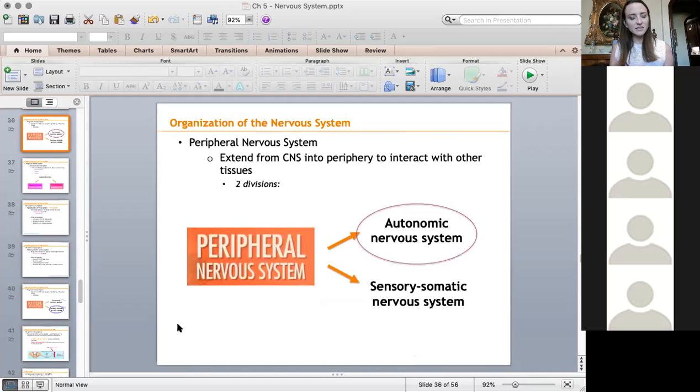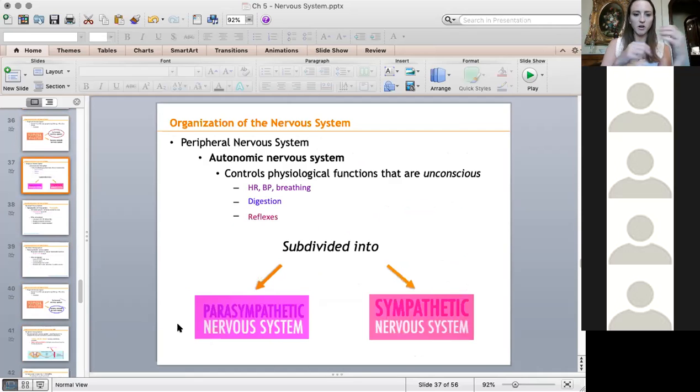Okay, so next let's move on to the peripheral nervous system. First, let's talk about autonomic. We know autonomic is going to control everything that we can't control consciously. So everything that's unconscious, such as heart rate, blood pressure, breathing, digestion, and reflexes. Even though breathing we do have a little bit of control over, eventually it will be taken over by the autonomic system. We know the autonomic system has two branches, parasympathetic and sympathetic.